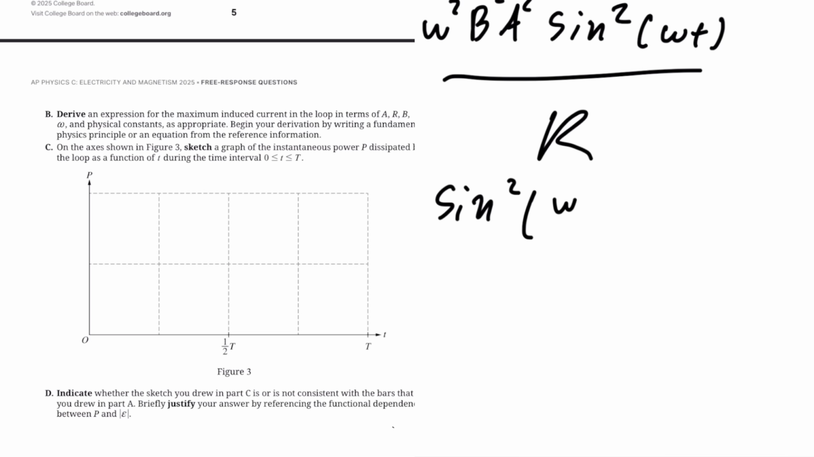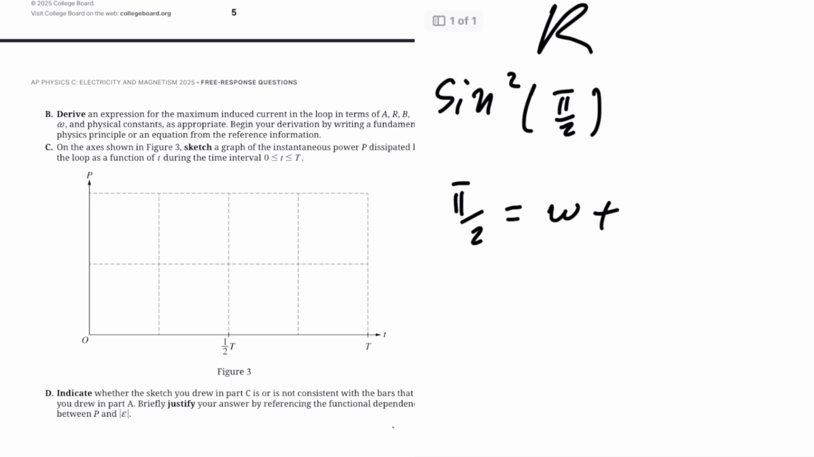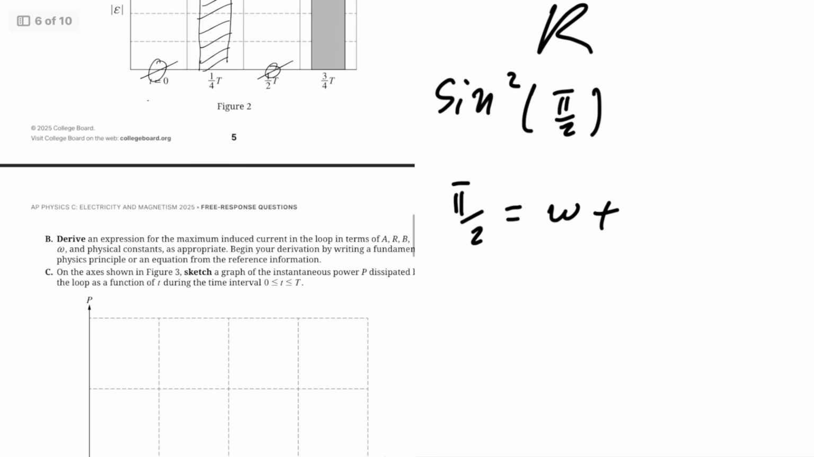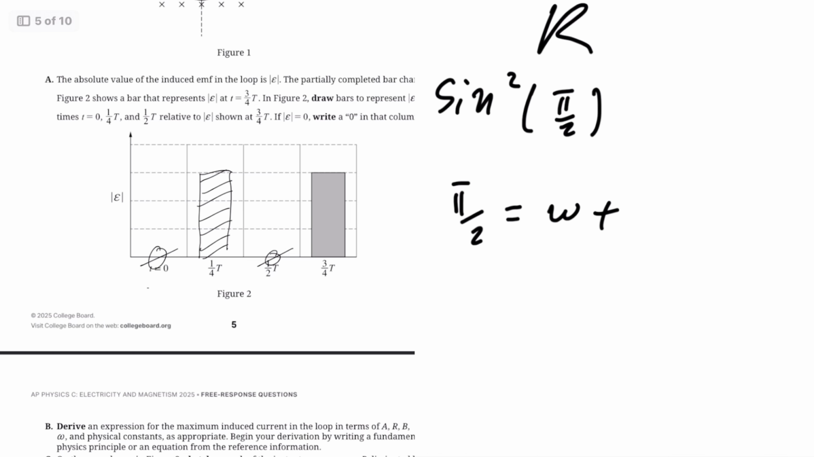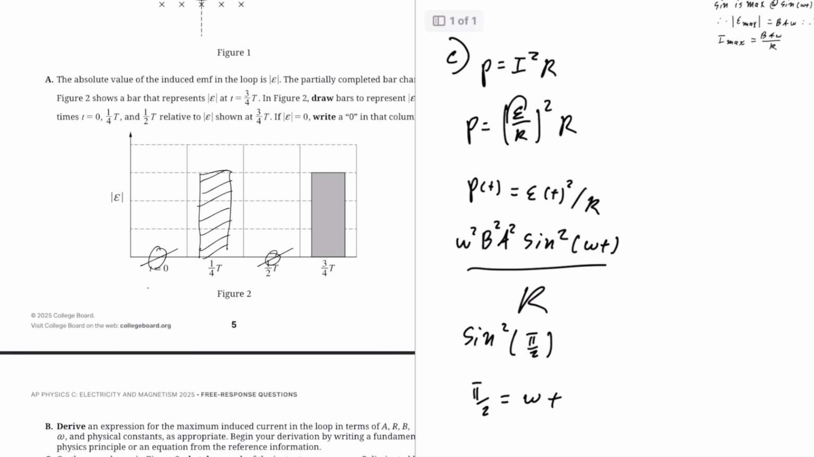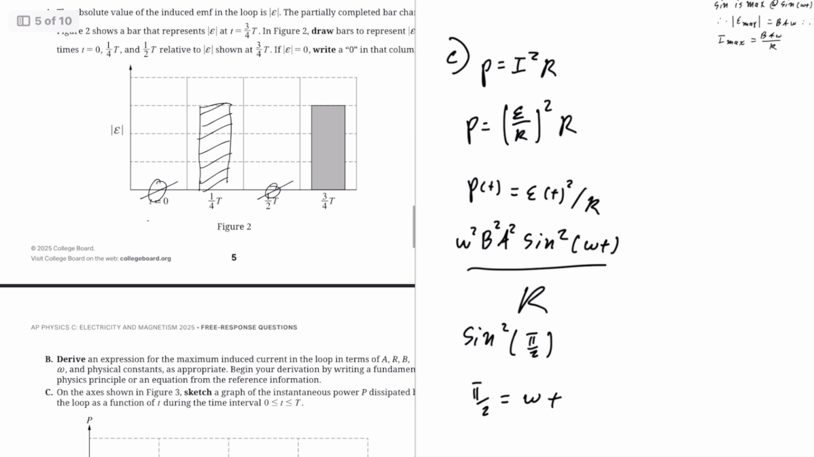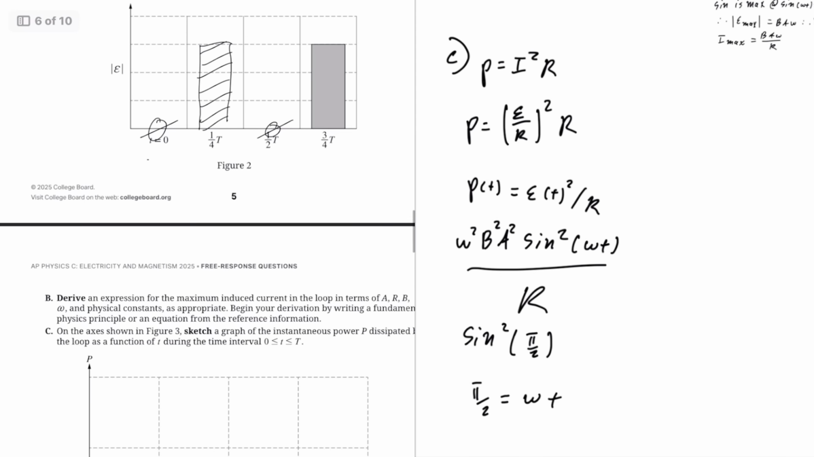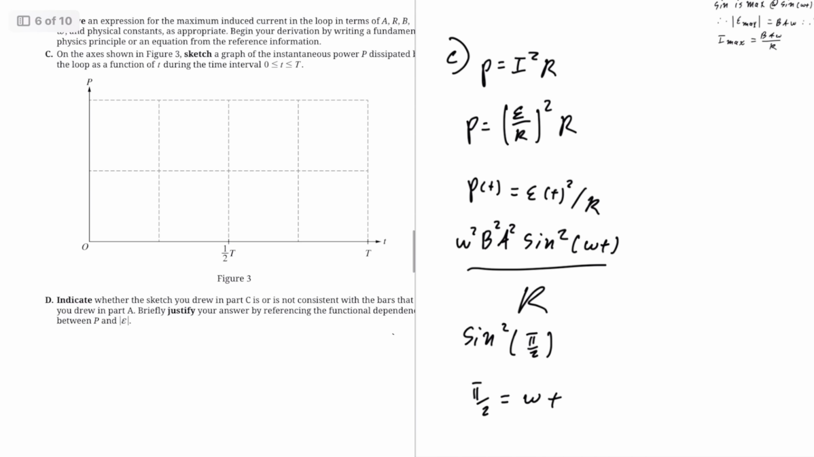So sine maxes out when its value is 1, and that's when sine is pi over 2. So let's think: when pi over 2 is equal to w of t, what is t equal to? Based on the functional dependence between epsilon and power, when this is maximum, this has to also be maximum. So we know that this function will max twice on this interval: once at 1/4 t, and then again at 3/4 t.